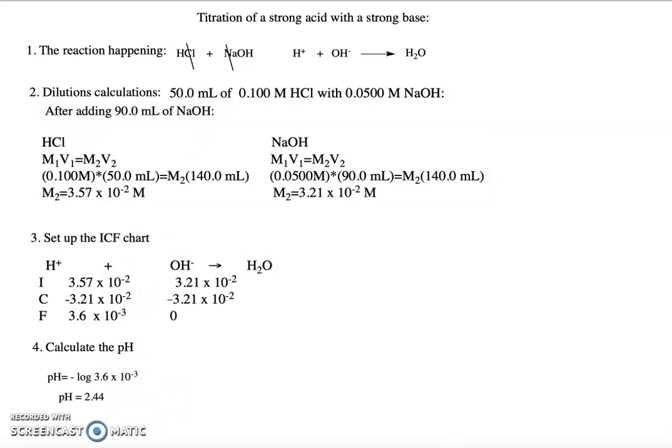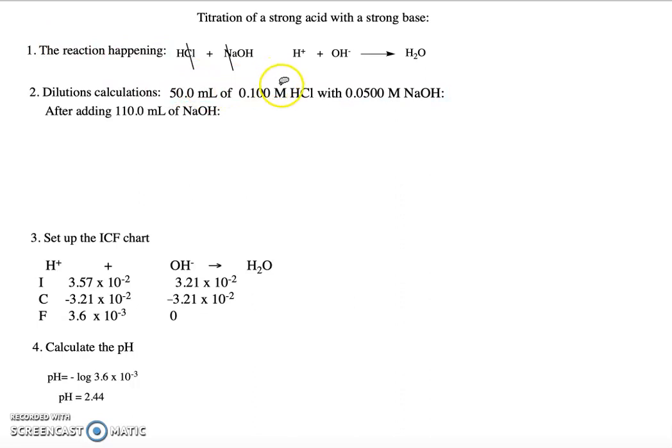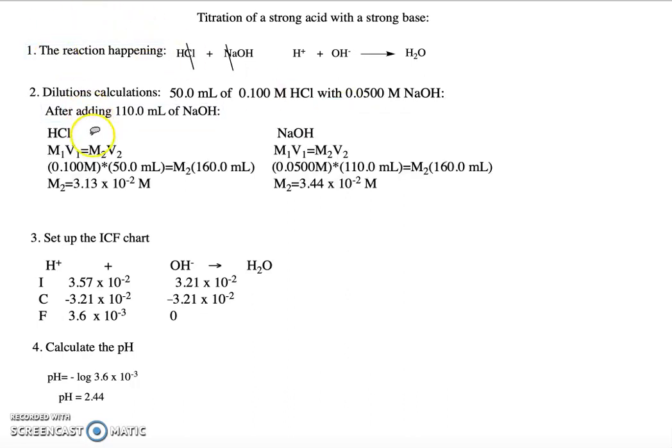So what happens if we add a little bit more of the NaOH? If we add a total of 110 milliliters of the NaOH. So we still have 50 milliliters of the 0.1 molar HCl, but now we have 110 milliliters of the 0.0500 molar NaOH. Well, we're mixing two solutions again, so we need to do another dilution calculation. So these are our new dilution calculations. The 50 milliliters is the initial volume of HCl again, but the final volume is 160, 50 plus 110. Likewise for NaOH, the new initial volume is 110, and the final volume is 160, 50 plus 110.